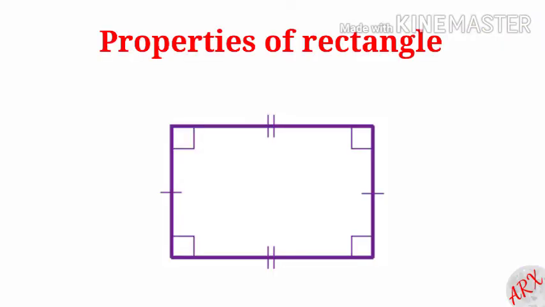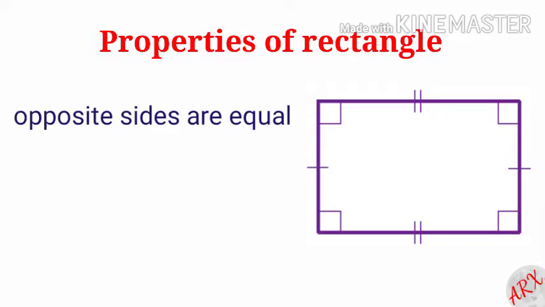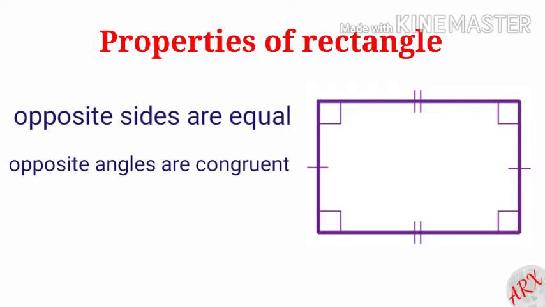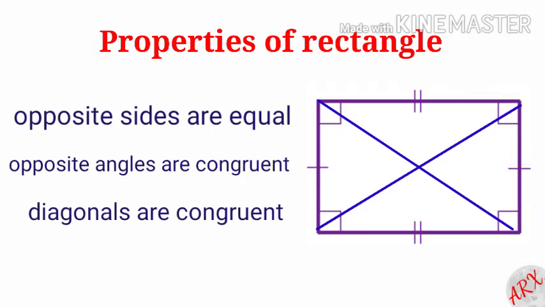First we will see the properties of rectangle. As we know, all the angles of a rectangle are congruent, that is 90 degrees. So properties of rectangle will be: opposite sides are congruent, opposite angles are congruent, and diagonals of a rectangle are congruent.